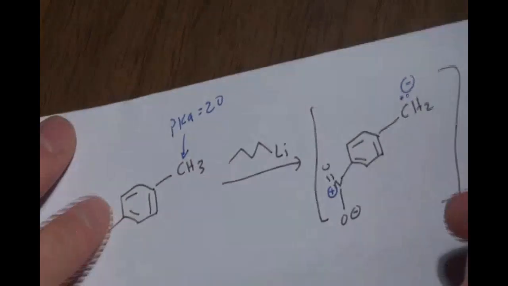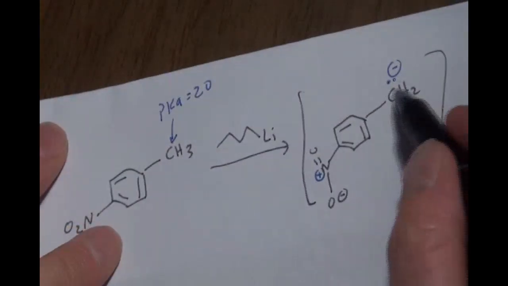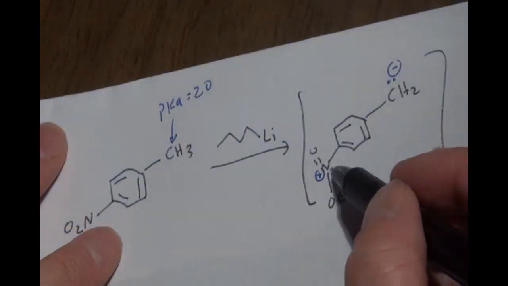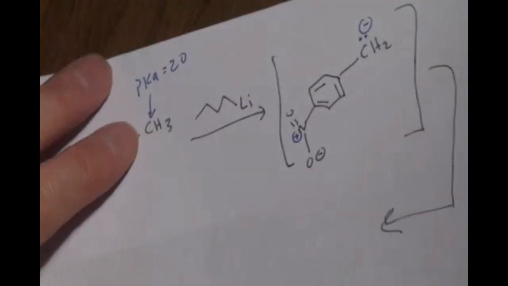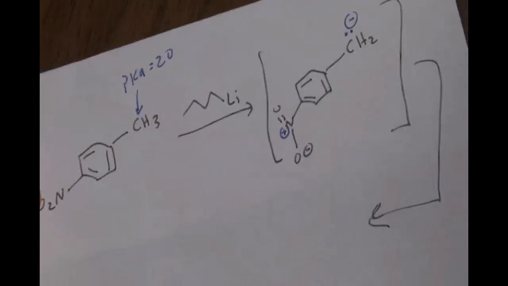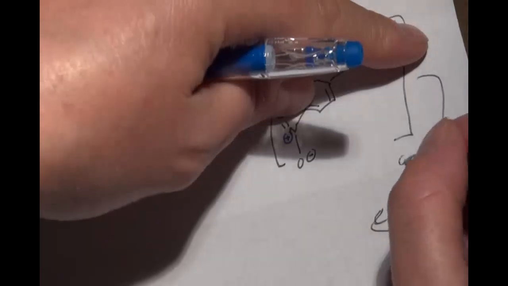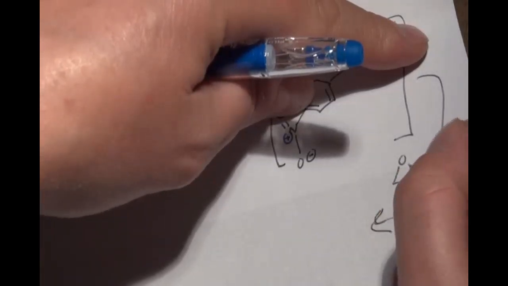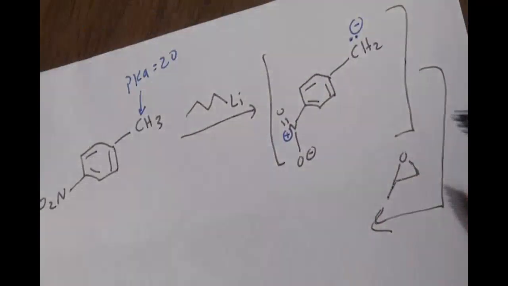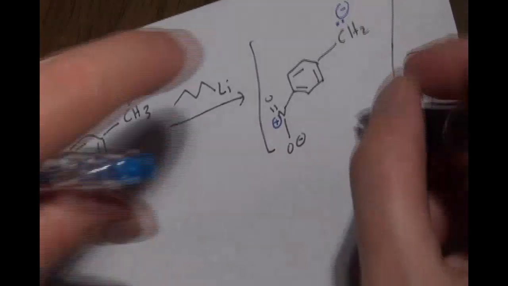Okay, so see if you can push the negative charge from there all the way back here, and that kind of shows stabilization. But for fun, we're just going to attack a different electrophile. We did an alkyl halide, we did a ketone, let's try an epoxide, followed by water.